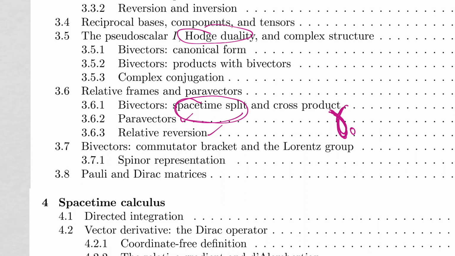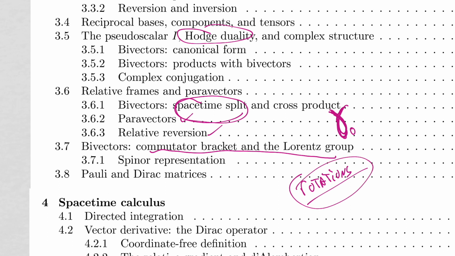Then there's a whole sector called bivectors, the commutator bracket, and the Lorentz group. And this is probably where I will pause to talk about the notion of rotations in the geometric algebra. How do we rotate vectors? How do we rotate, if we rotate the coordinate system, how do we rotate these vectors? Or in this case, I think we'll do it actively. We'll be rotating the vectors and the bivectors and the trivectors inside our geometric algebra. And how we execute those rotations is very important.